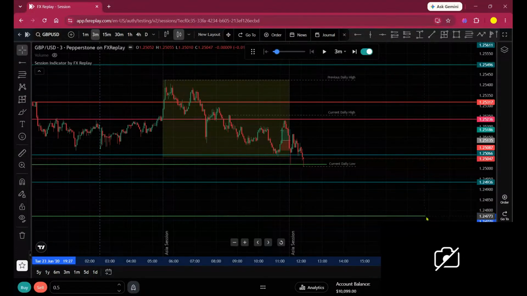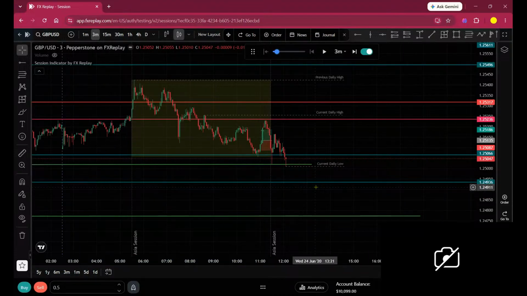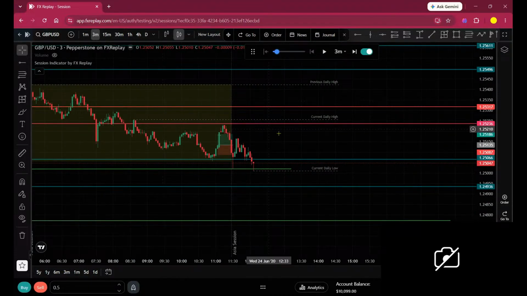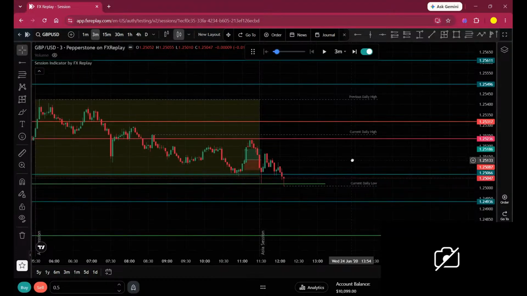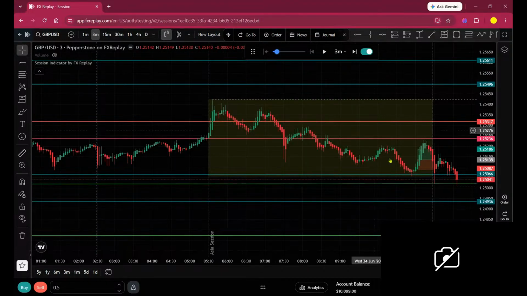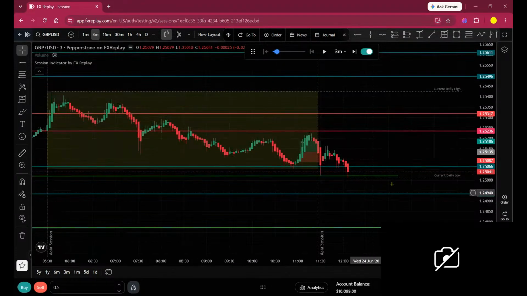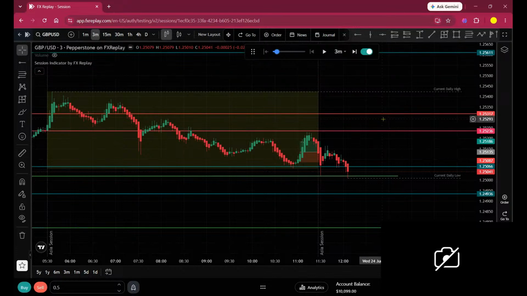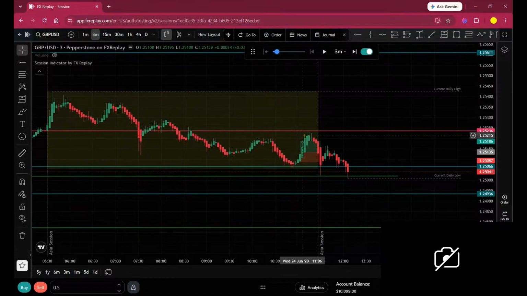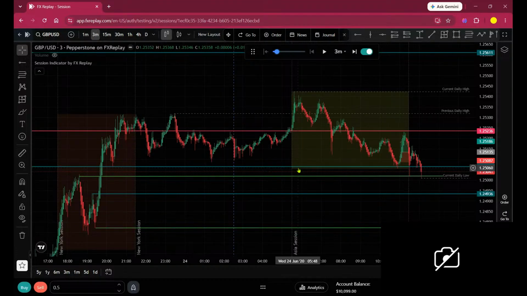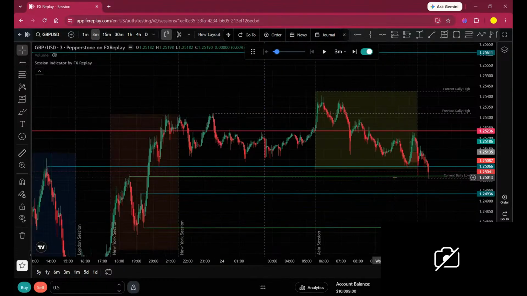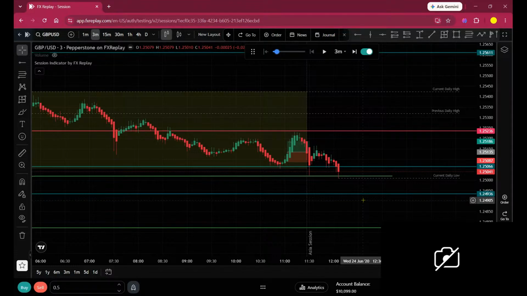So let's see what the London session does. I can remove this one. This is creating confusion. This is also creating confusion. Okay, so now this is the equilibrium. This is a kind of support, you can say. Yeah, this is support. This is also taken as support. These are the supports as well.